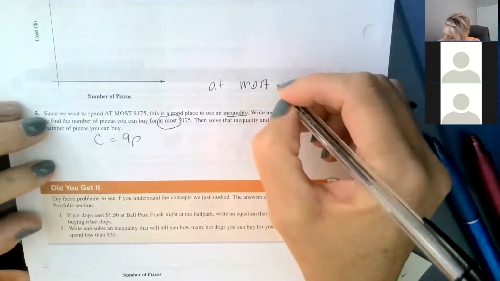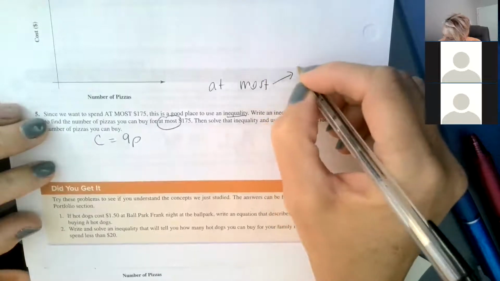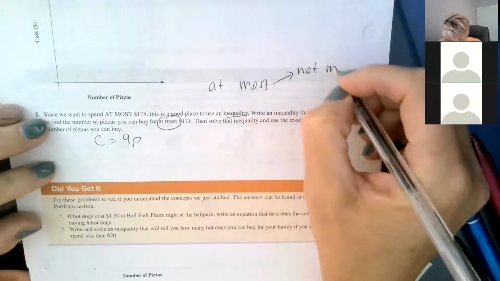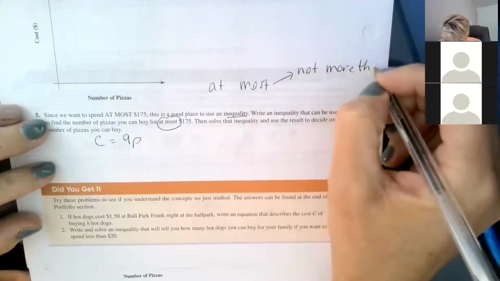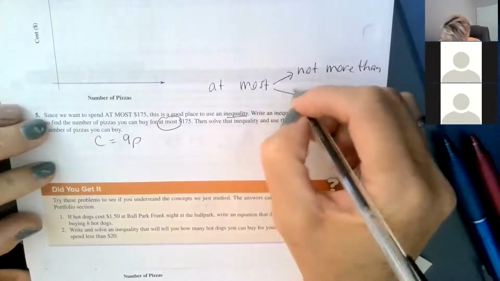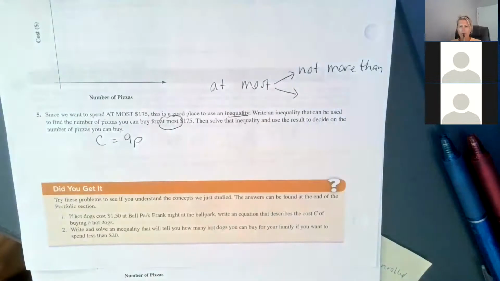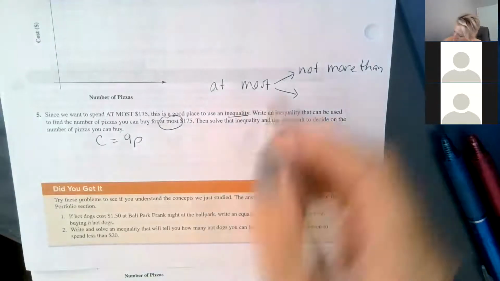At most, another way you can say at most is not more than. Does anybody have another way to say at most? Another way to think about it for folks at home? Less than or equal to. Okay, less than or equal to, yep.